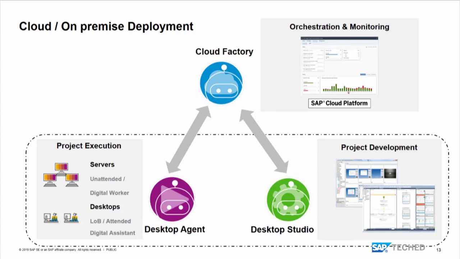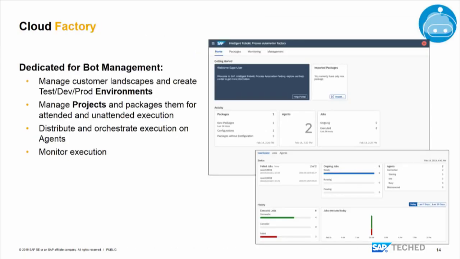You're not limited, so you can reach a huge scalability and also a huge robustness, because of course if one bot is out of order, the job will be distributed on the other bots. So there is no single point of failure. So let's have a quick focus on the factory.